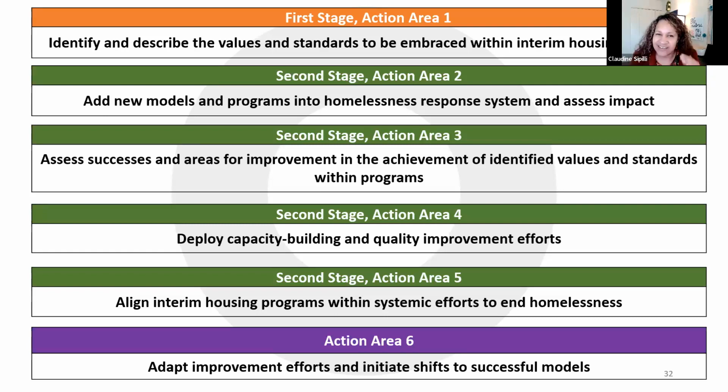And so it's important to just keep at the growth and operating phases in your systems. The action area 3 here, assessing successes and areas for improvement, and 4, deploying capacity building and quality improvement efforts continually, and then aligning interim housing programs within systemic efforts to end homelessness. So if there's a plan to end homelessness in your community, obviously this would integrate into that. And then adapting and improving efforts and initiating shifts to successful models within your systems and communities. Thank you. Next slide.